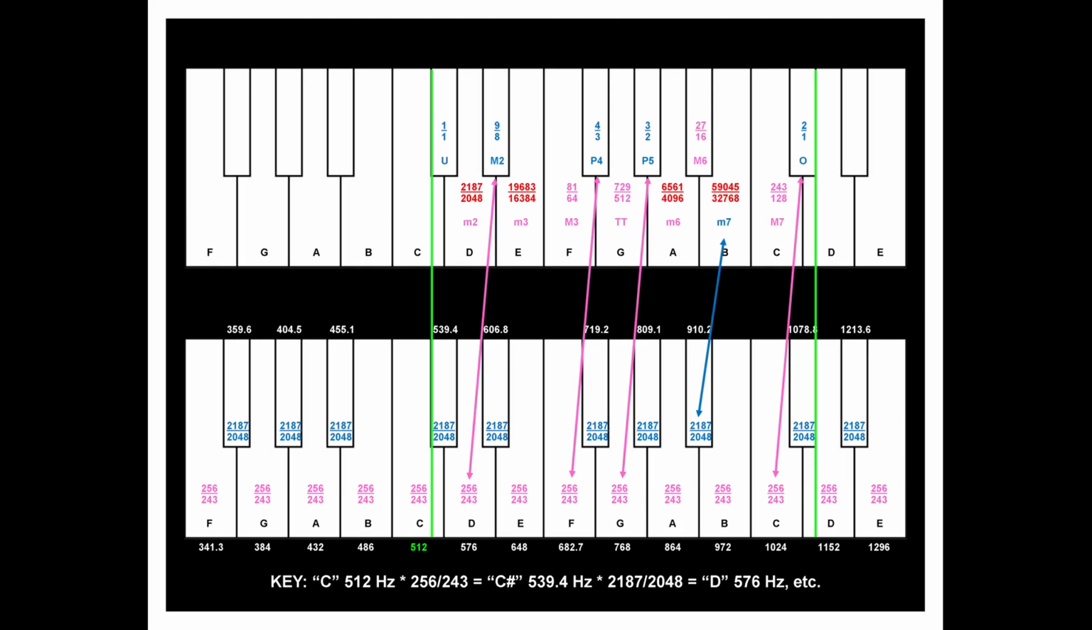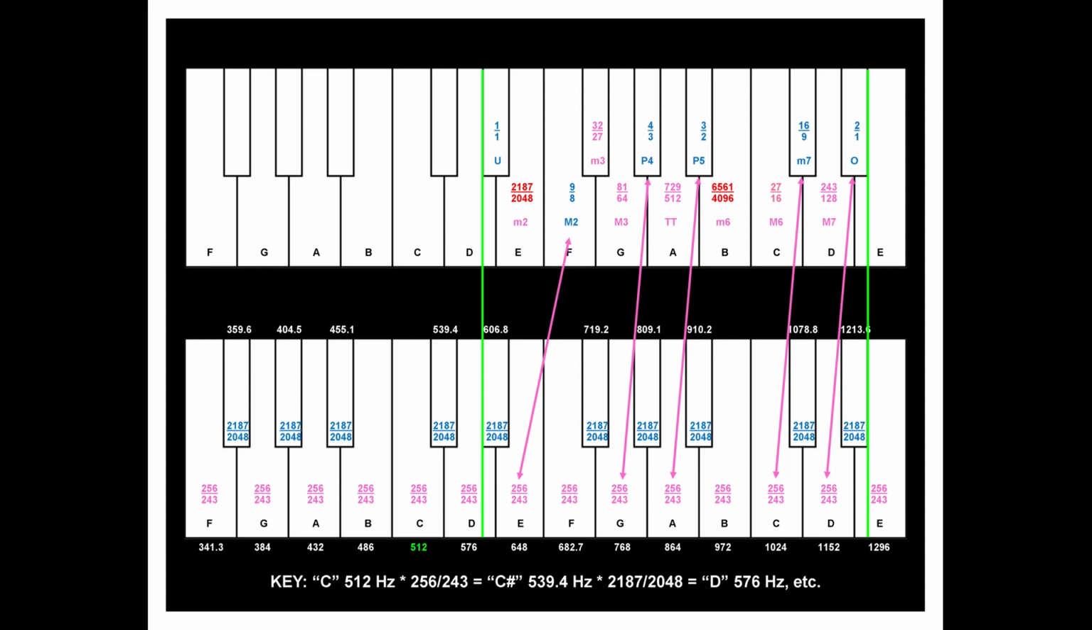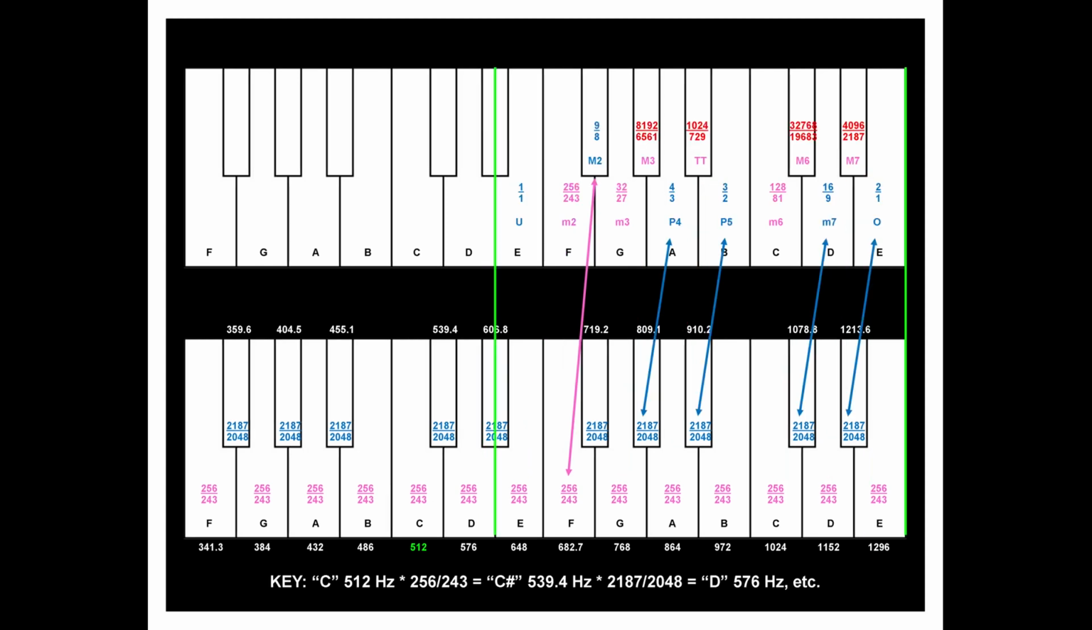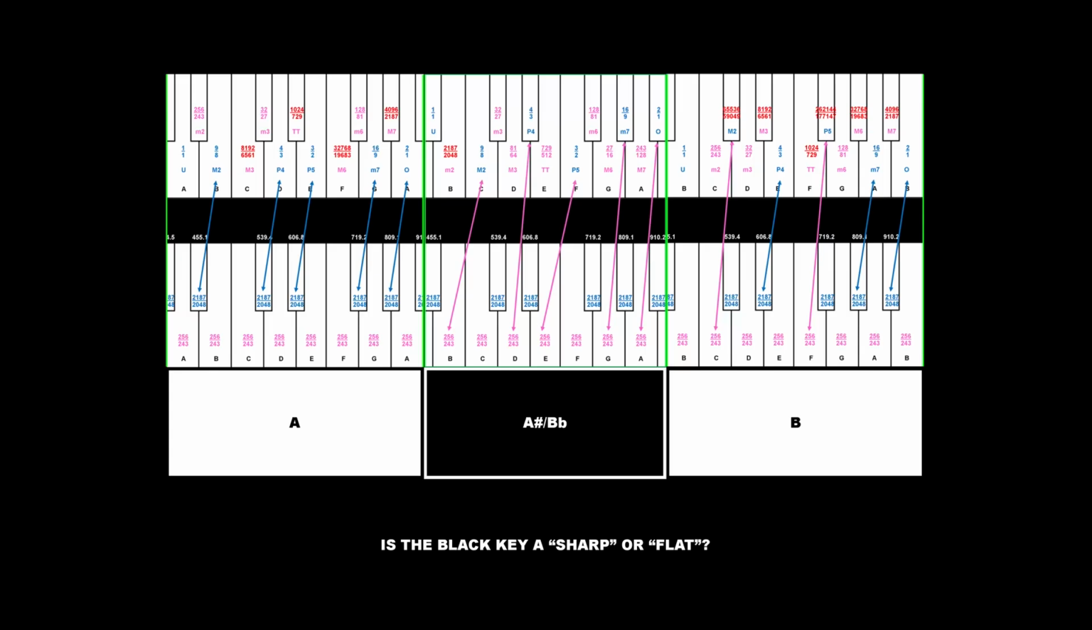All right, and we keep going up the keyboard, keep going up, looking for patterns, taking notes, making tables, and we're done. This is an addendum that I made after finishing the initial video. We're going to ask ourselves, are the black keys sharps or flats? Okay, so here we are. We have A and B with their respective sharp or flat between them. Is that A sharp or B flat?